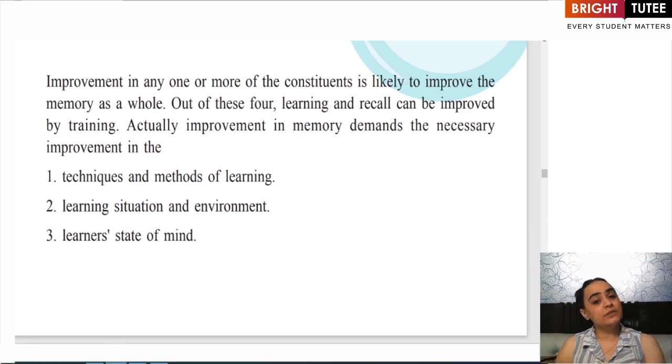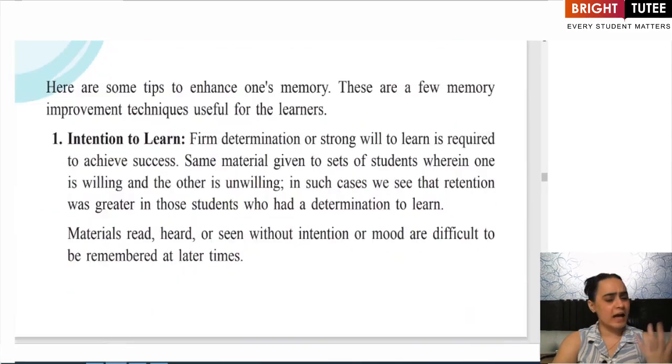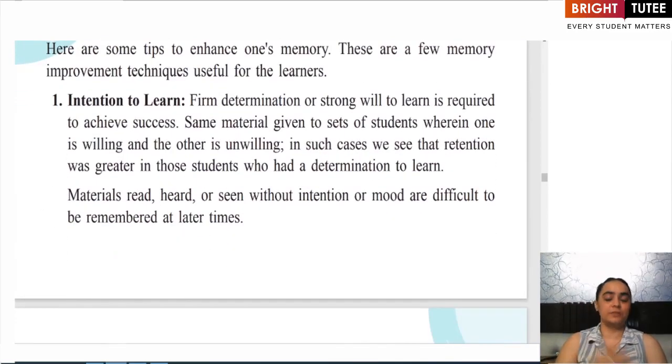Your memory can improve because of the kind of learning situation and environment you are exposed to, as well as the state of mind of a learner. Whether when the learner is told to learn something, he or she is in the correct frame of mind or not. So all these are actually the major factors that decide whether and how much the memory of a person can be improved. Now we are going to discuss a few tips that will help you to improve your memory.